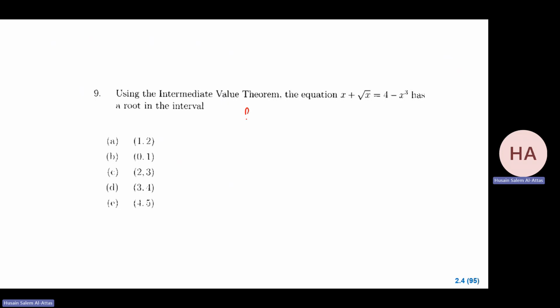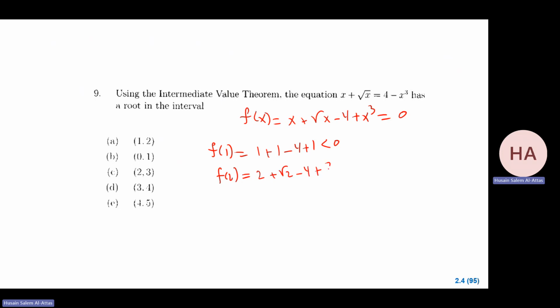The same idea. So it is my f of x. X plus the square root of x minus 4 plus x cubed equal to 0. So I check f of 1. 1 plus 1 minus 4 plus 1. This is negative. F of 2. I have 2 plus the square root of 2 minus 4 plus 8. So that will make it positive. So this is correct. F of 0. I have 0, 0 minus 4. Negative. 0 and 1 give me nothing.